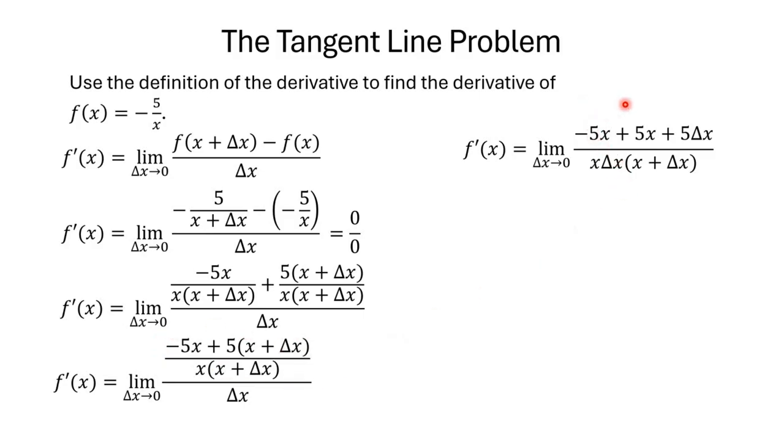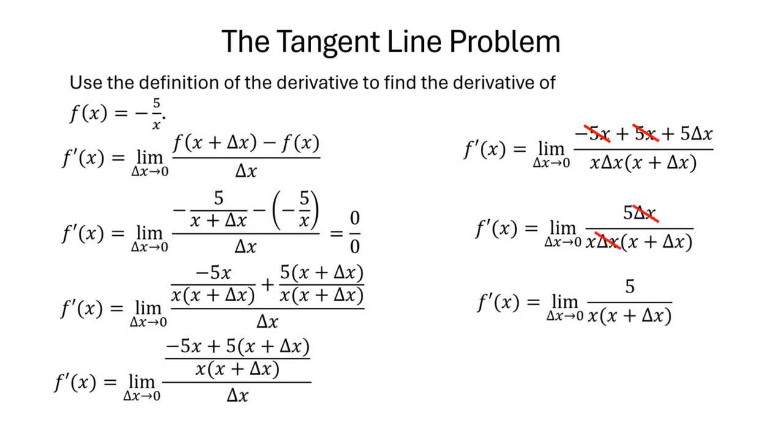And then I can combine like terms. I have negative 5x plus 5x. Those are going to cancel. And now I get this expression, 5x divided by x times delta x multiplied by x plus delta x. And I notice there's a common factor on the top and bottom. The common factor on top and bottom is delta x. So I cancel that delta x out, and I'm left with this expression.